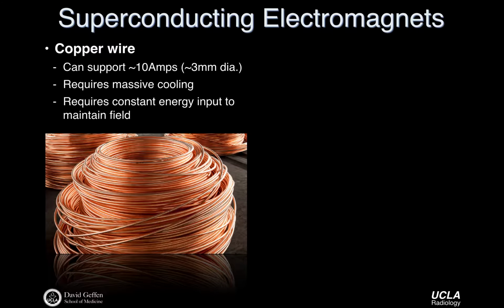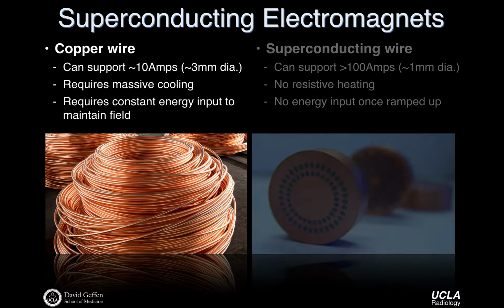So what's the challenge here? Well, copper wire. You could just design a solenoid from copper wire, right? Copper wire, unfortunately, can only support about 10 amps of current if the wire is about 3 millimeters in diameter. And so you could do that. The downside would be that the system would have huge amounts of resistive heating, right? So it would require massive cooling, and it would require constant energy input, right?